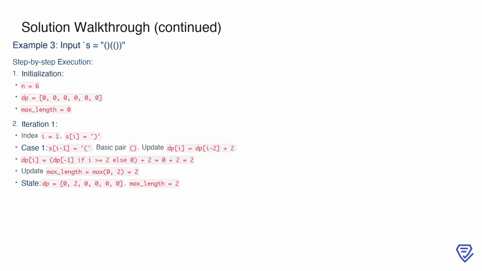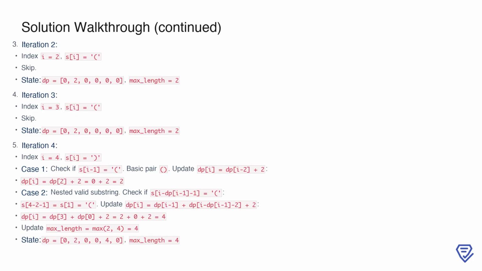Now, we turn to the input string s equals. We initialize the variables. N is 6, the dp array has 6 zeros, and max_length starts at 0. In the first iteration, at index i equals 1, the character is. Checking the previous character s[i-1], which is, we find a basic valid pair. Using the formula dp[i] equals dp[i-2] plus 2, we calculate dp[1] as 0 plus 2, resulting in 2. We then update max_length to max(0, 2), which is 2. The updated state is dp equals 0, 2, 0, 0, 0, 0, and max_length equals 2.